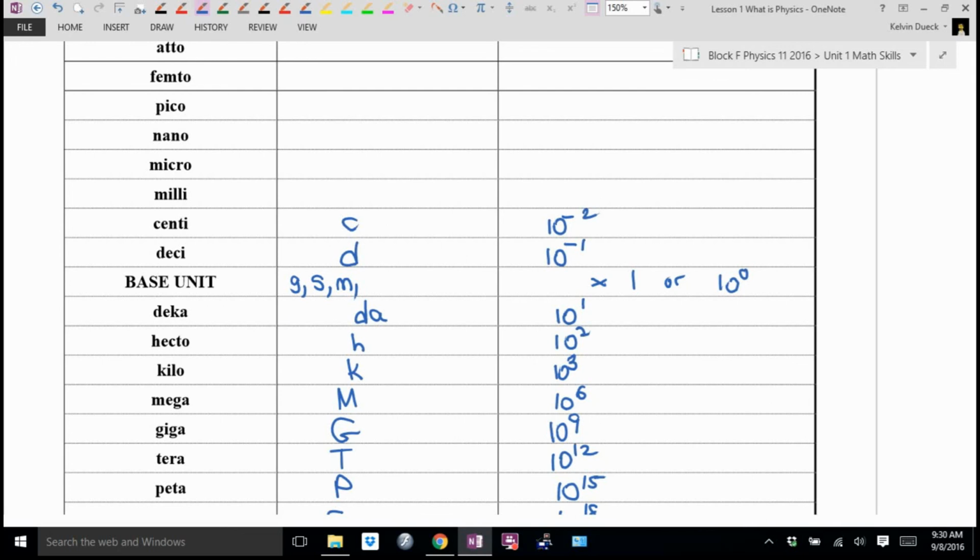Milli, lowercase m, yes? That one we use as well, millimeters. 10 to the negative 3, or 1,000th. So a millisecond is 1,000th of a second. Okay.